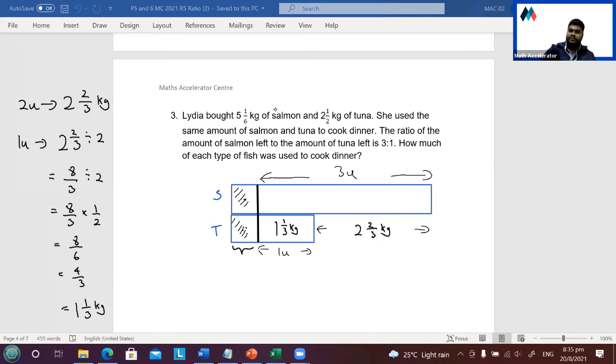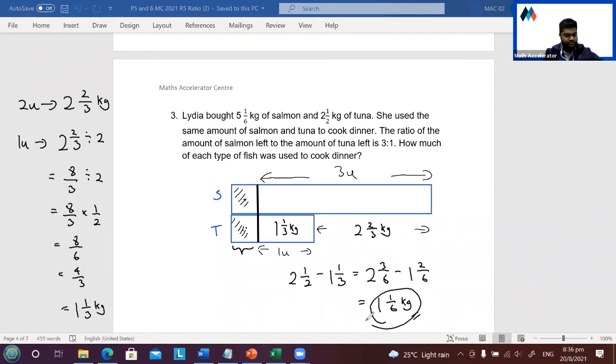I repeat again. The amount of tuna minus the amount that is left, you'll be able to find out the amount that was used. So 2.5 minus 1 whole 1 third. So this is 2 whole 3 over 6 minus 1 whole 2 over 6. This will equal 1 whole 1 over 6 kg. This is the final answer. Yes, correct. It's 1 whole 1 over 6.